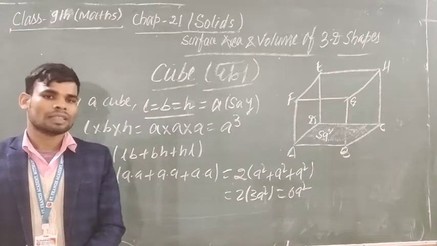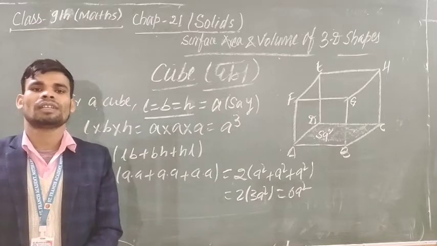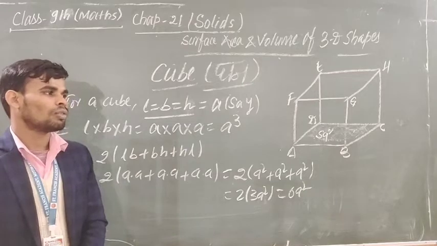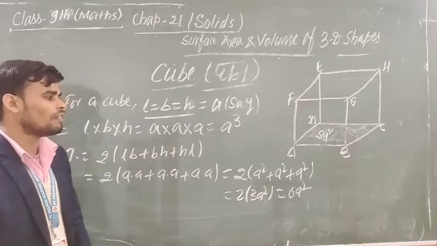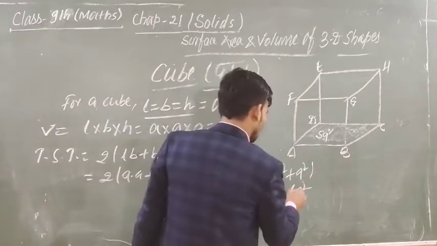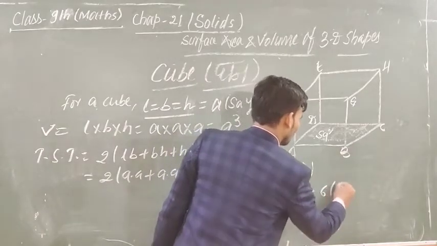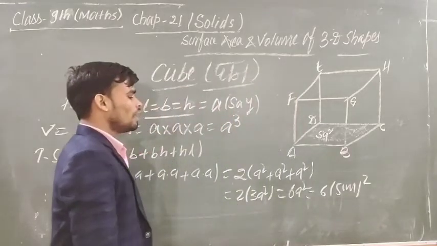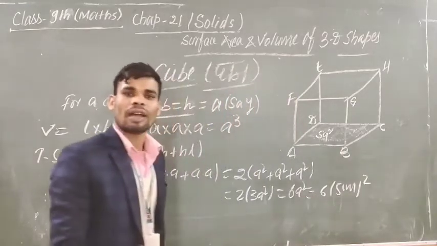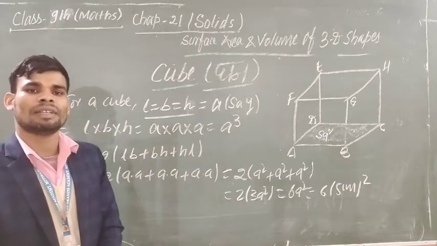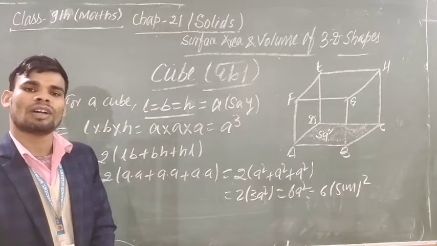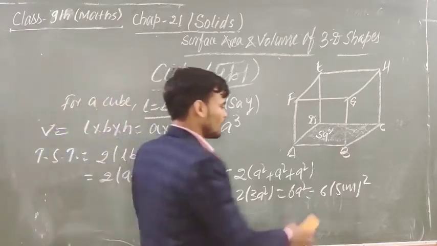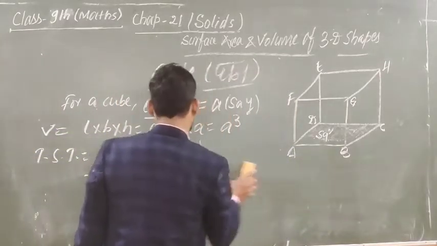Okay, if someone is asking you what is the total surface area of a cube of edge 5 centimeter, then if the edge of a cube is 5 centimeter, its total surface area will be equal to 6 into 5 centimeter whole square. Understand? And it will be 6 multiplied by 5 centimeter whole square, that is 25 centimeter square. So it will be 6 multiplied by 25 centimeter square. Got it?